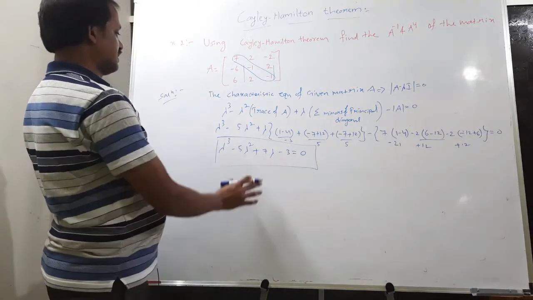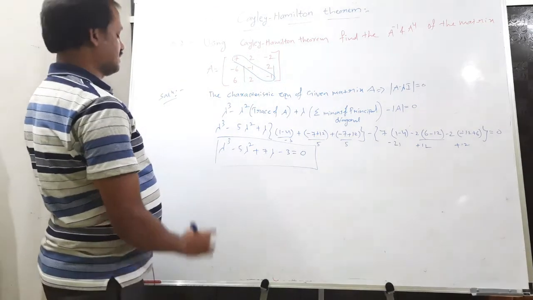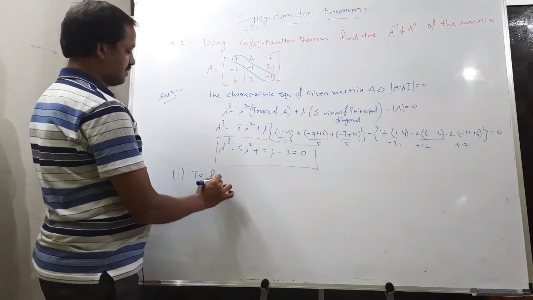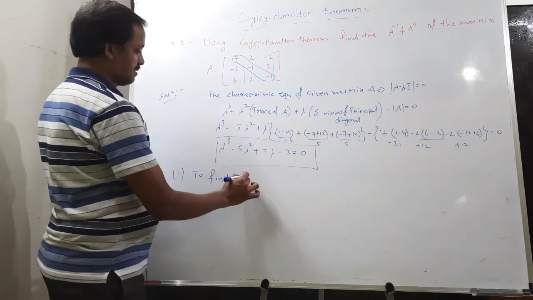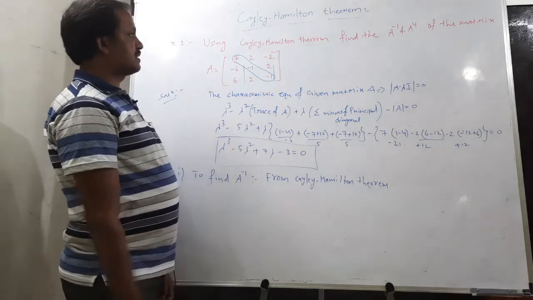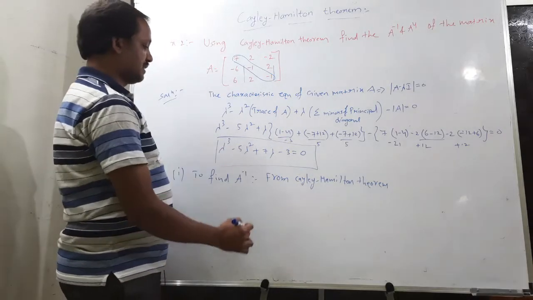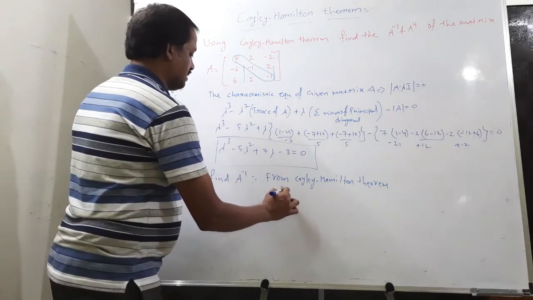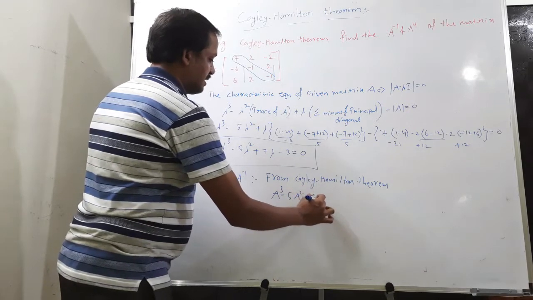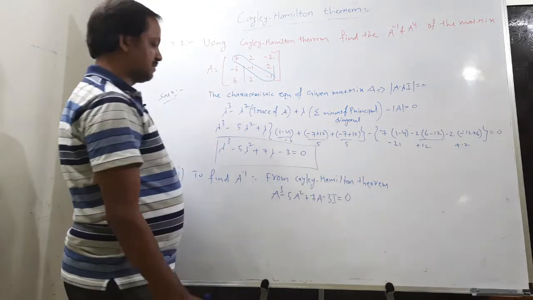Okay. So this is the characteristic equation. You need to find A inverse. So the first thing is to find A inverse. From the Cayley-Hamilton theorem, a square matrix satisfies its own characteristic equation. So from the Cayley-Hamilton theorem, we know A cube minus 5A square plus 7A minus 3I, we need to write I here, is equal to 0.